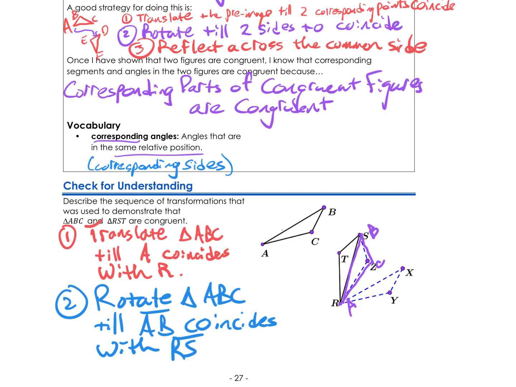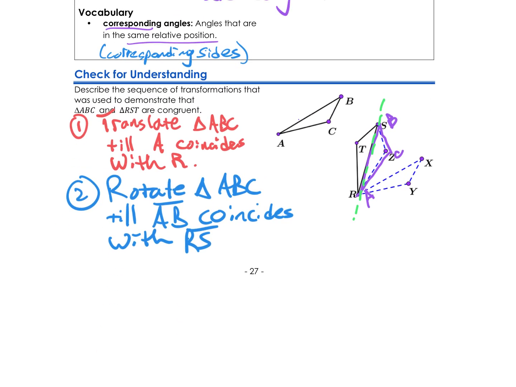Well, the only thing we need to do now is we need to reflect. Remember, when we do a reflection, we need to reflect across the line. Well, what line do we want to reflect across? We want to reflect across RS. And when we reflect across RS, this is going to land right over there. Okay? So our last step will be to reflect ABC across RS. So reflect triangle ABC across line RS.